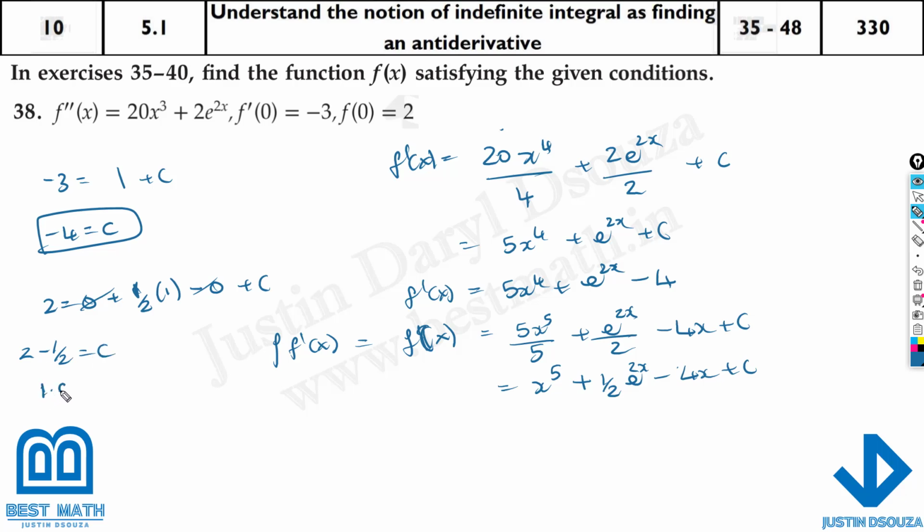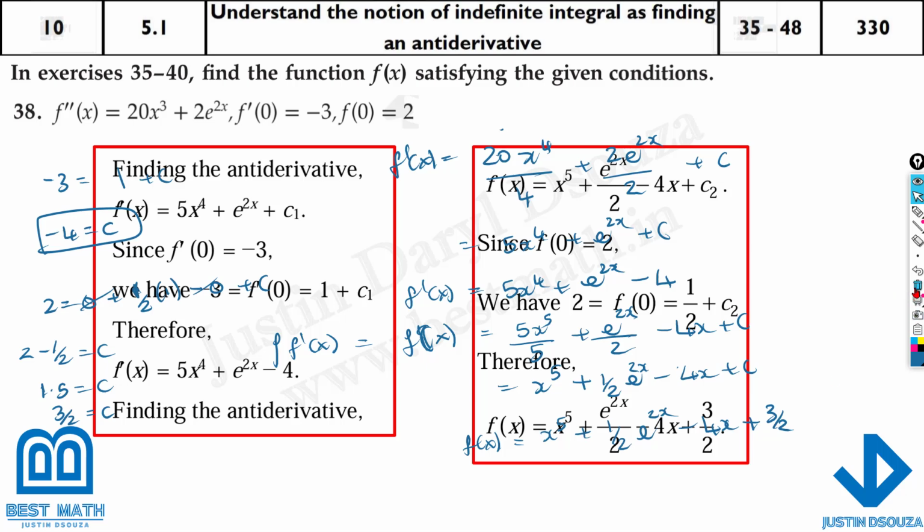What is 2 minus half? It's 1.5. But generally, we won't have 1.5 in the options. It'll be 3 by 2, because 3 by 2 is 1.5. Or you can just put 1.5 in the calculator. It'll give you the fraction form, that is 3 by 2. So here we go, we have to write this. Okay, I forgot to write. f of x will be equal to x raised to 5 plus half e raised to 2x minus 4x plus 3 by 2. So that should be the final answer, as you can see here.